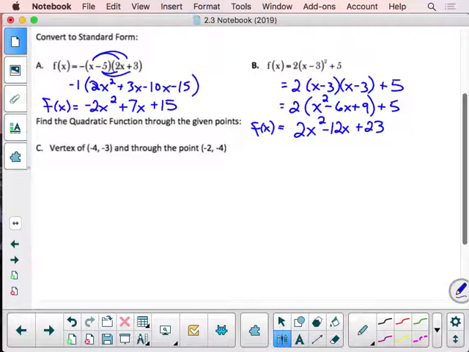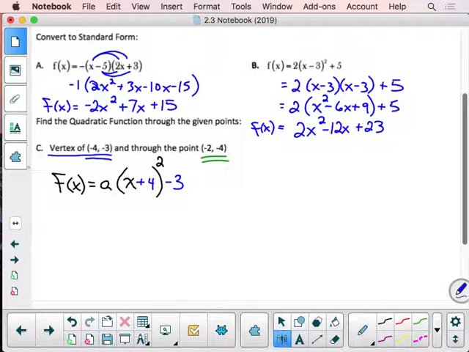Now the last warm-up problem, this is the one that's probably the most critical that you're able to do. Given the vertex and another point. Okay, we've got this other point right there. Please find the vertex form of this function. We've got to get vertex form because we're given the vertex. We start out with f of x equals a, we don't know the a value, but we do know we're going to have x plus 4 quantity squared minus 3. And the reason we know that's true is because they gave us that vertex.